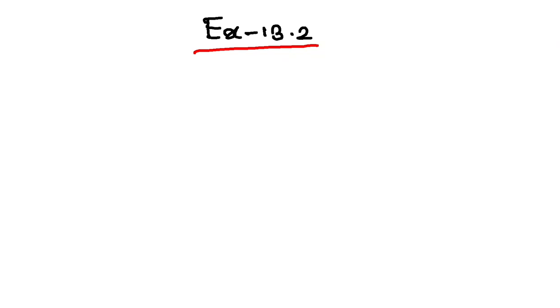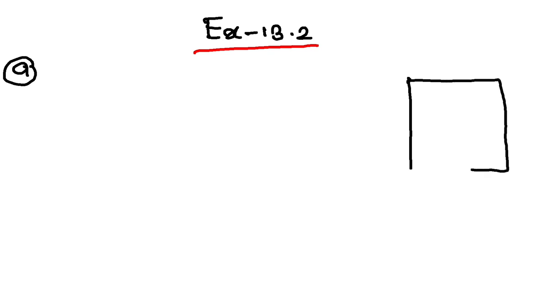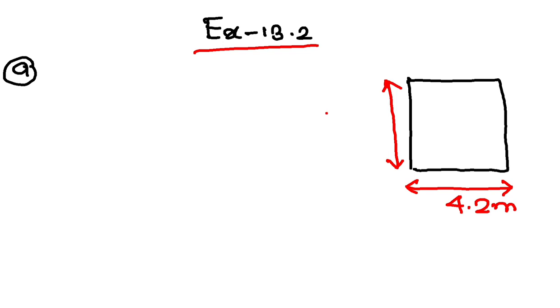Alright students, so we'll continue with exercise 13.2. Let's go to question number 9 now. So question number 9, they're saying there's a petrol tank having a diameter 4.2 meter. Okay, so there's a petrol storage tank, cylindrical in shape, and this has a diameter of 4.2 meter, and they are also saying its height is 4.5 meter. Okay, so this is the height and it is 4.5 meter.